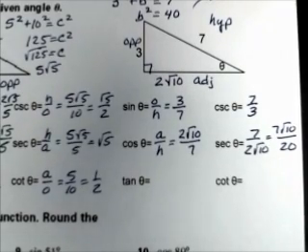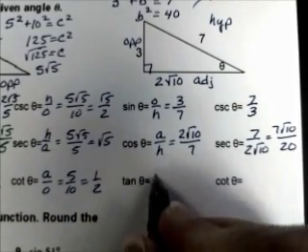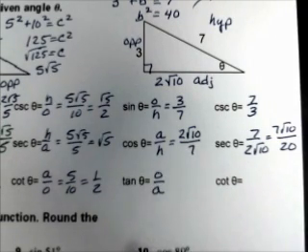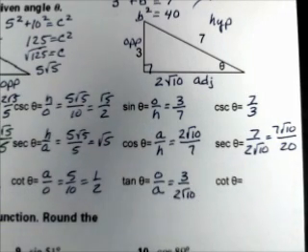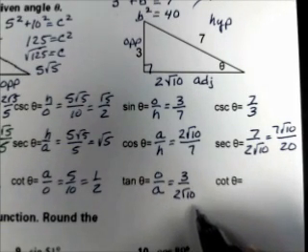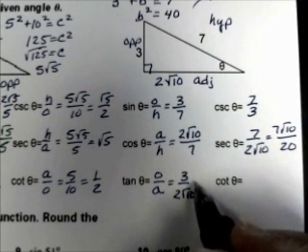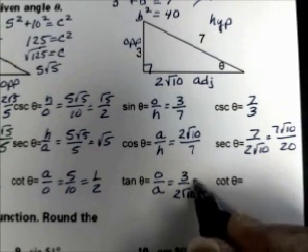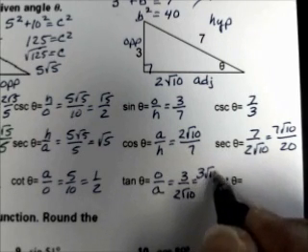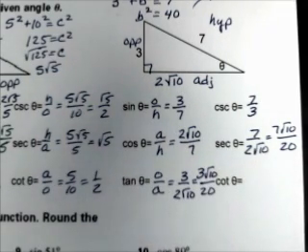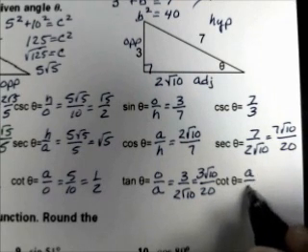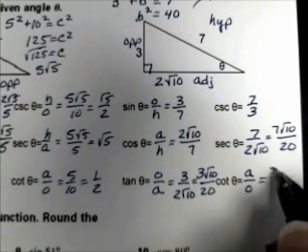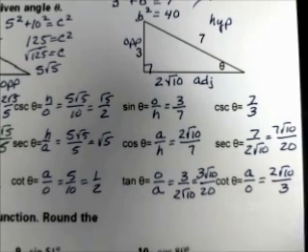And tangent theta. Tangent, TOA, opposite over adjacent. Opposite is 3, adjacent 2 square root of 10. Again, rationalizing the denominator, multiplying by square root of 10 over square root of 10 would result in 3 square root of 10 over 20. And cotangent is the reciprocal, adjacent over opposite. Adjacent is 2 square root of 10, opposite is 3.